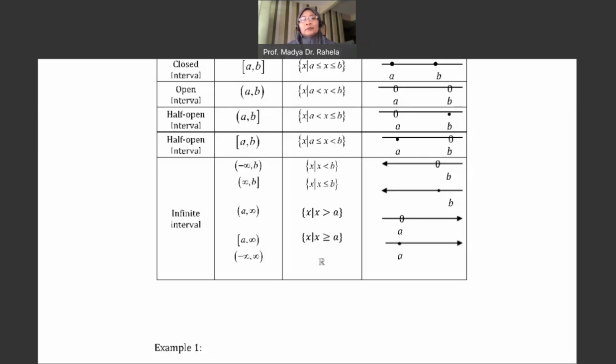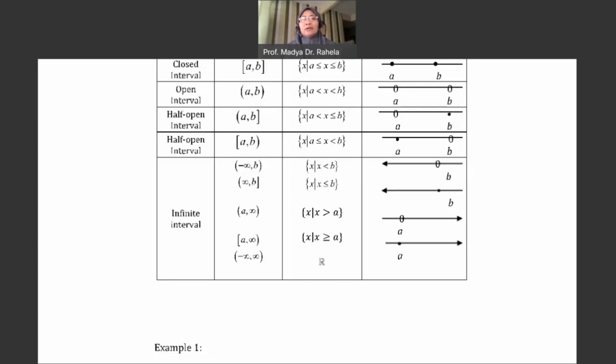For positive infinity to B, I think this is supposed to be negative infinity. If it's on the left side, it's always negative infinity. For negative infinity to B included, we have x less than or equal to B. And on the number line, we make a full dot here. It means that B is included in the interval and also in the set.